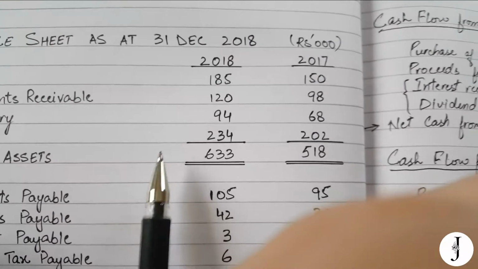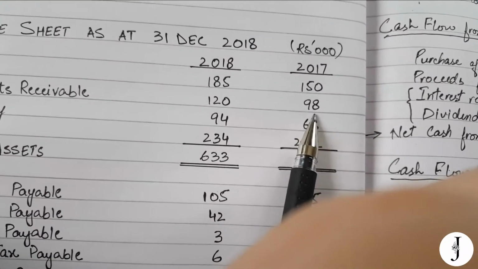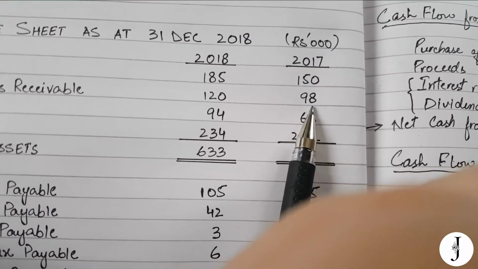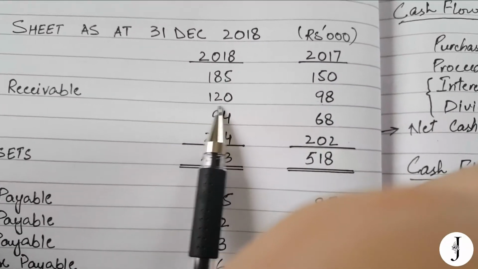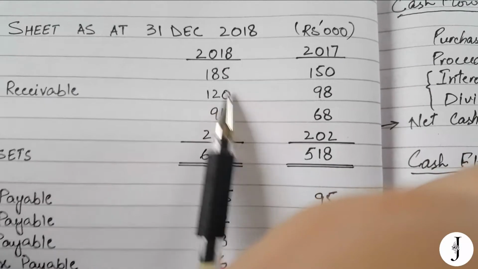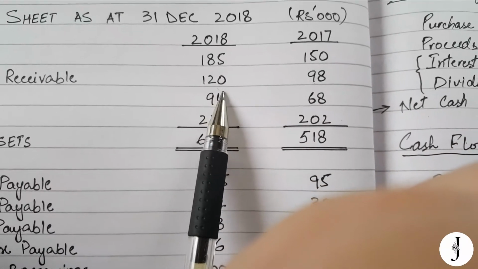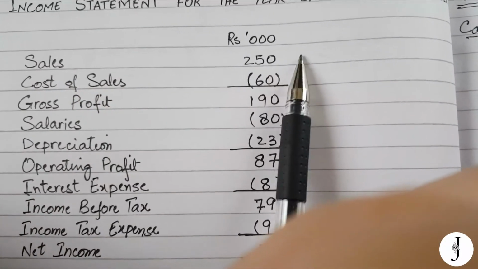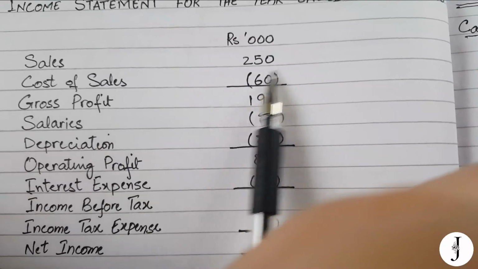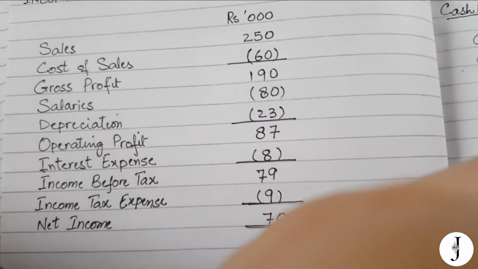So here is the balance sheet and here we are given 2017's closing balance, which will become the 2018's opening balance, and this is the current year's closing balance, that is 120 for 2018. So this will become our closing balance, and the sales we will get from the income statement. Sales, it's mentioned here 250. We will just pick this figure and put it in our T account.